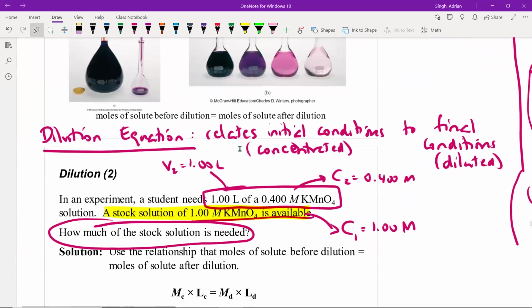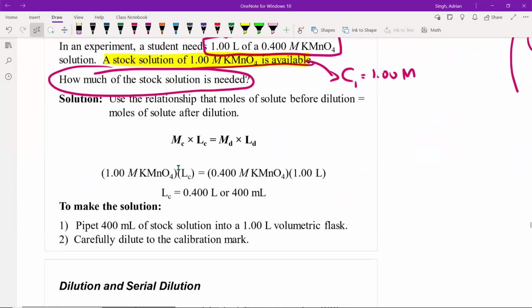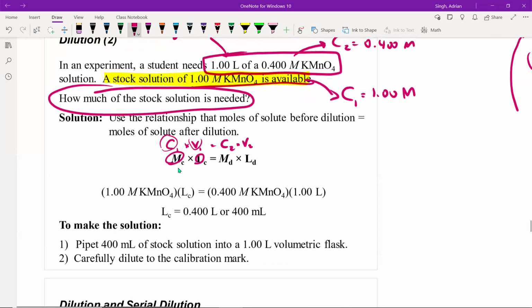Again, the dilution equation that I just wrote down may look slightly different, but it means the same thing. The one that you'll see in your textbook, for example, says molarity of the concentrated solution times the liters of the concentrated solution. This is the same as C1 V1 is equal to C2 V2. They're just using molarity and liters instead of concentration and volume respectively, but it's the same idea. So what we need here is the volume of that stock solution. Our V1, or our L subscript C, is our unknown.